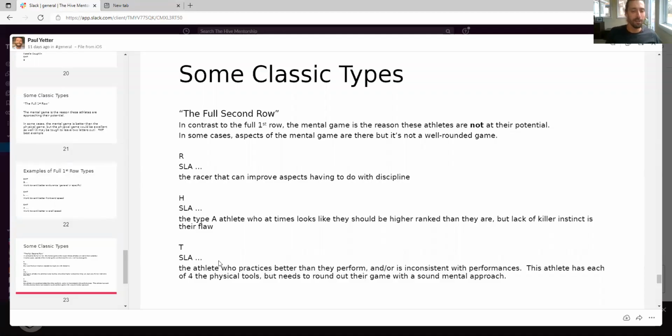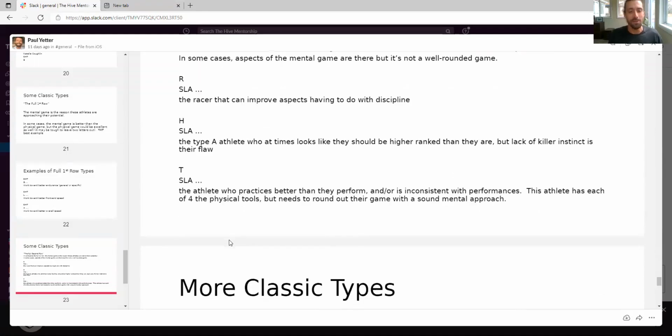Then you've got the full bottom row with the T. So that's the athlete who practices better than they perform, or they're kind of just inconsistent with performances. They could have some high level performances, but they just don't do it all the time. So this athlete's got the physical tools, but they've just got to round out the mental approach.